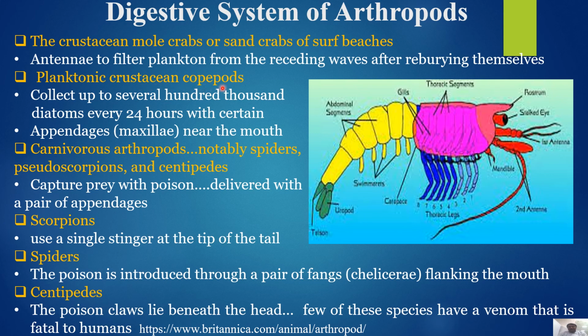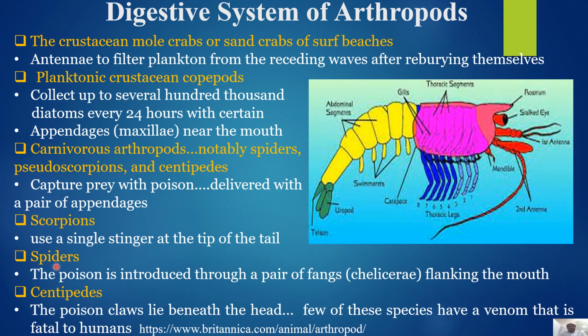Planktonic crustacean copepods collect up to several hundred thousand diatoms every 24 hours with certain appendages, the maxillae, near the mouth. Carnivorous arthropods, notably spiders, pseudoscorpions, scorpions, and centipedes, capture prey with poison delivered with a pair of appendages. Scorpions use a single stinger at the tip of the tail.